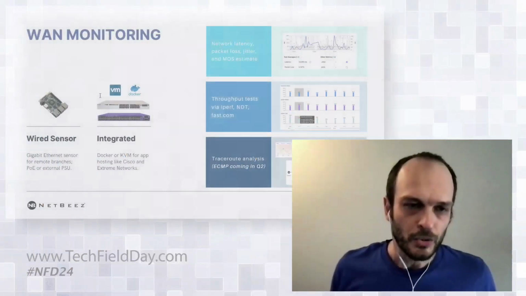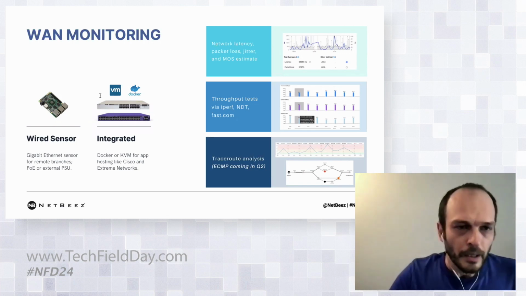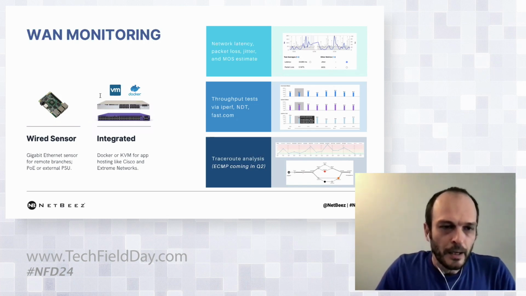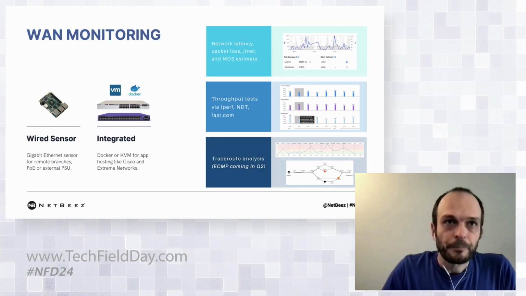So first we have our hardware platform. It's a wired sensor that is a gigabit Ethernet sensor for remote branches where infrastructure is hard to find. So it's for places where you cannot really deploy a virtual machine. So it's easy plug and play. You can use it with a PoE or an external PSU power supply.